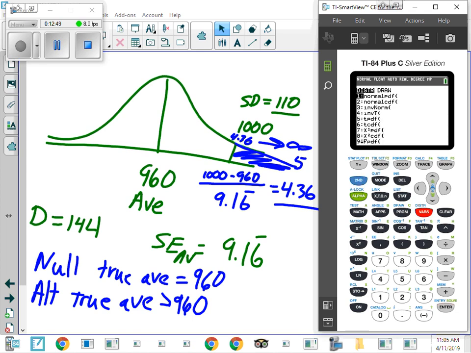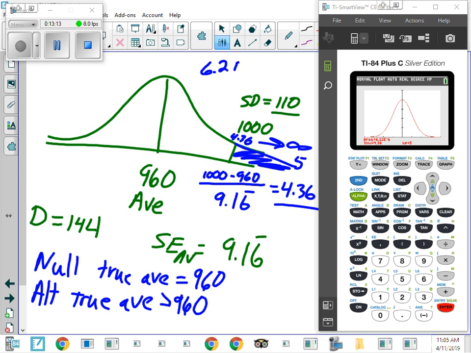And then I will shade norm from 4.36 to 5. And you're not even going to see it on my graph because my graph only goes out to 4. So you won't even see the area. But even if I was zoomed out more, you wouldn't be able to see it. And I get an area of 6.2 e to the negative 6, which is 0.00000062.